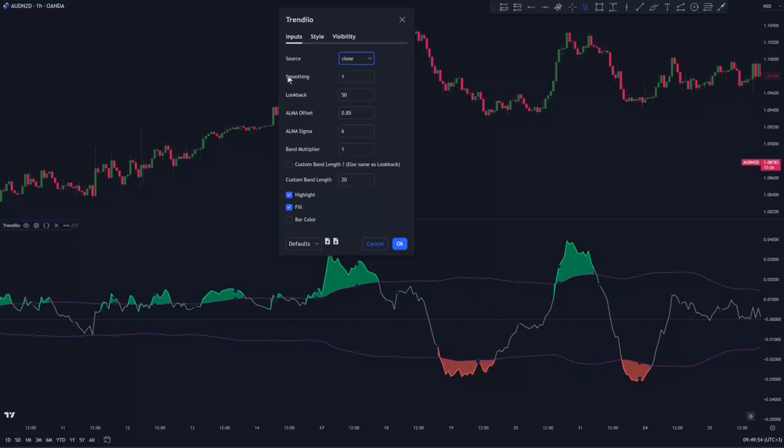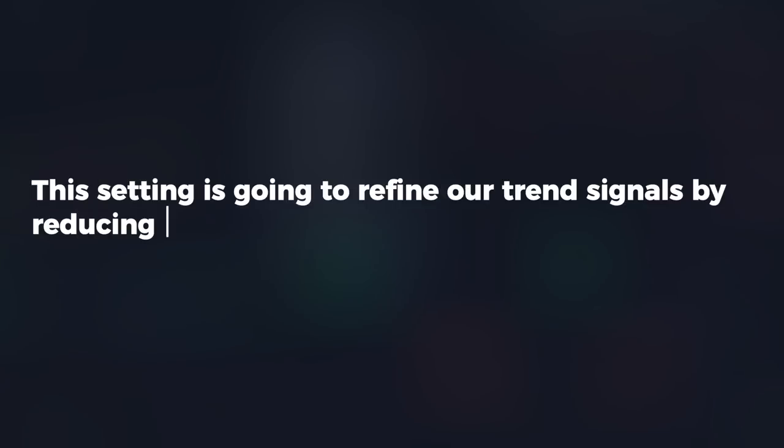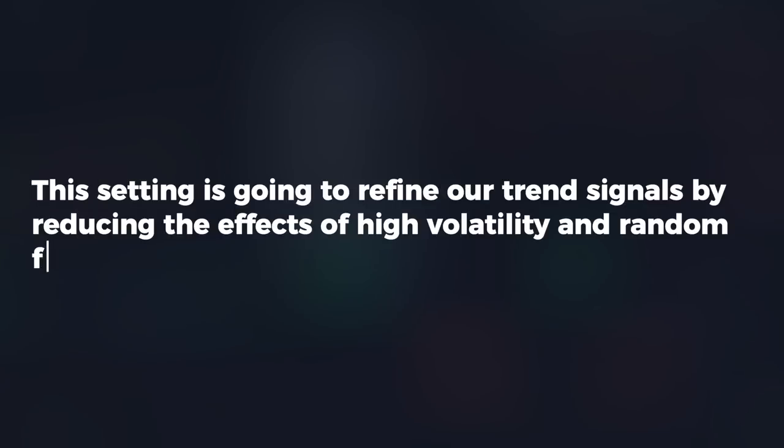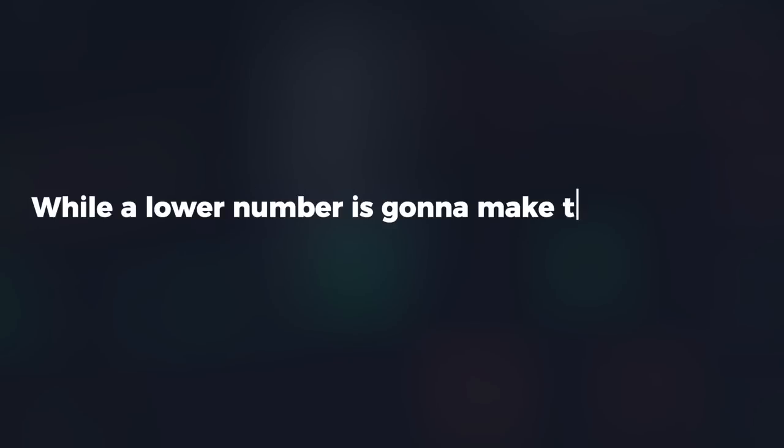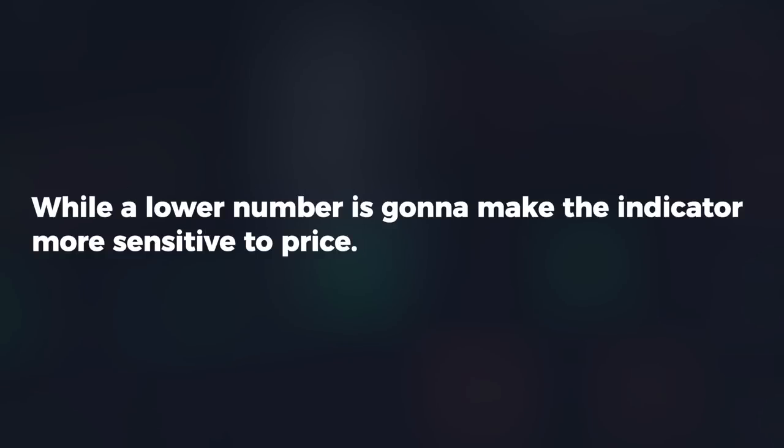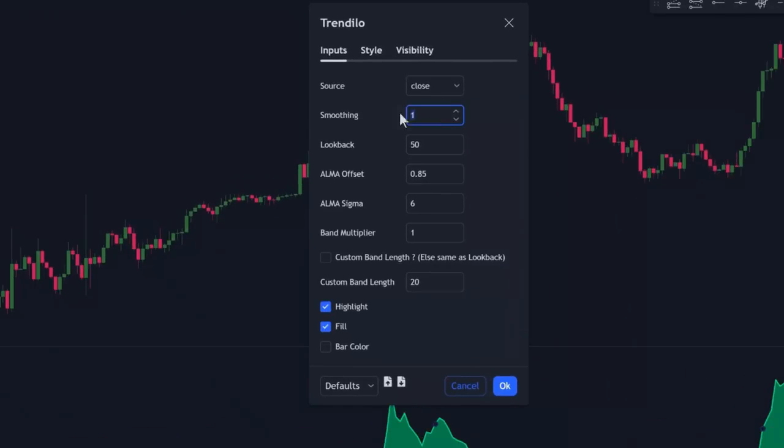Next, right here, we have the smoothing. This setting is going to refine our trend signals by reducing the effects of high volatility and random fluctuations in price. A higher number is going to make the indicator less sensitive to price, while a lower number is going to make this indicator more sensitive to price. For this strategy, we're going to keep it at the default value of 1.